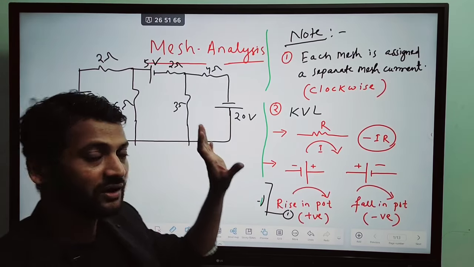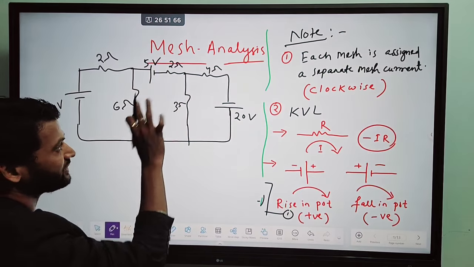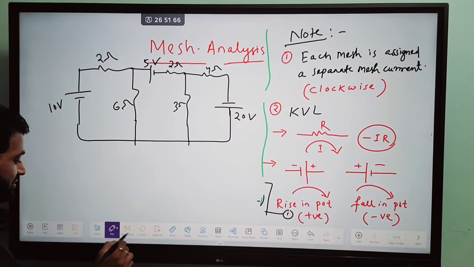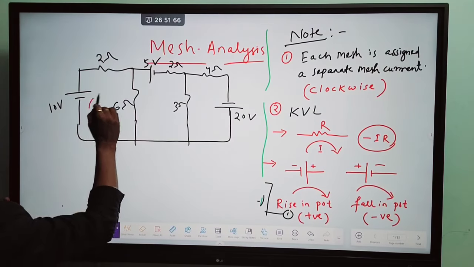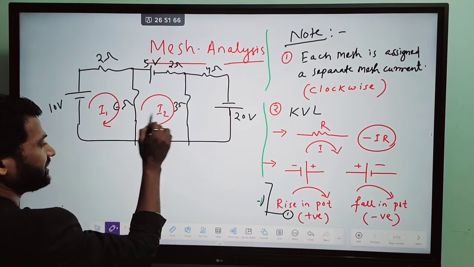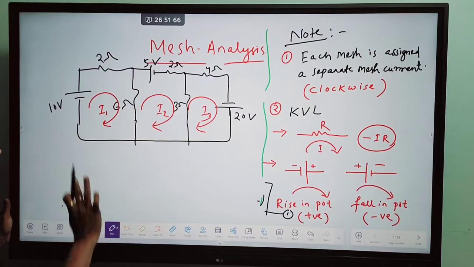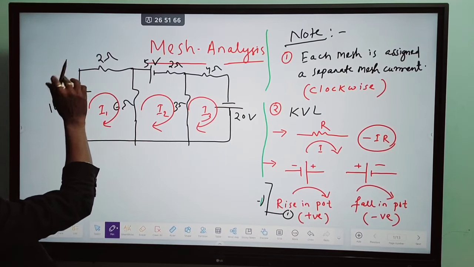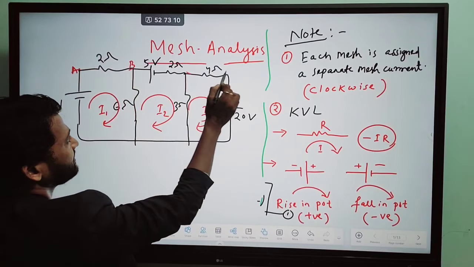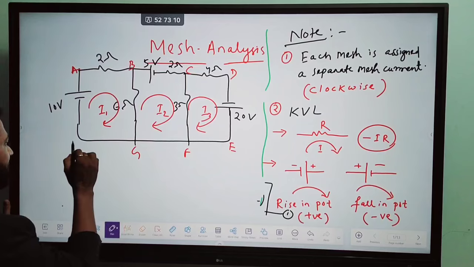So first point, what did I say, we'll have to identify the number of meshes. So here there are 3 meshes, the number of meshes will be 3 and each mesh is assigned a separate mesh current. So what is the mesh current here? The first mesh current is I1, which will be in clockwise direction. Second will be I2, again in clockwise direction. Third will be I3, same thing in clockwise direction, right? So then we'll apply KVL. Name it A, B, C, D, E, F, G and H.